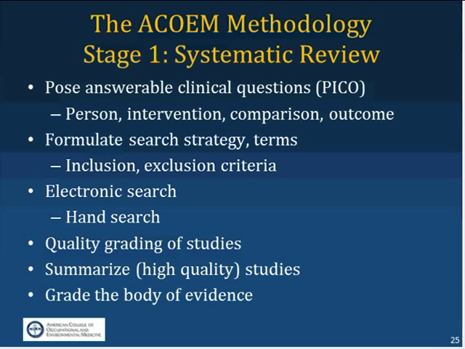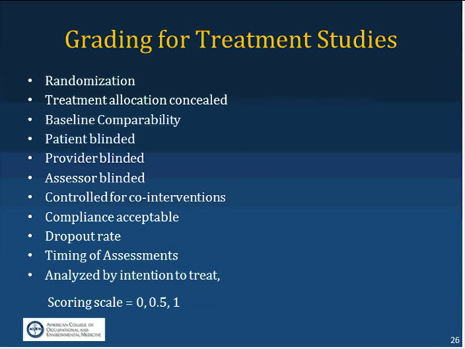The next thing you do is, once you've found studies that pass the inclusion criteria, trained professionals will grade each one of them for quality, summarize the high-quality studies, and grade the body of evidence. Now, just to give you some examples, these are things that we evaluate for treatment studies for the second and third editions. And they are, again, a relatively well-accepted list from the international literature.